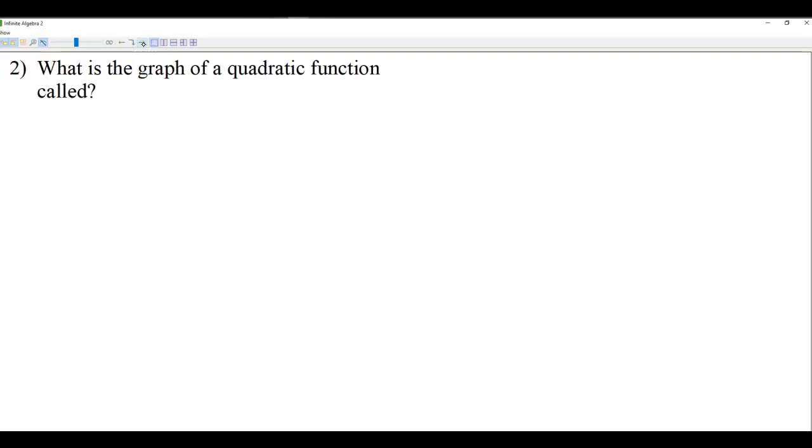Simple enough. Let's take a look at number 2. What is the graph of a quadratic function called? It's called a parabola.